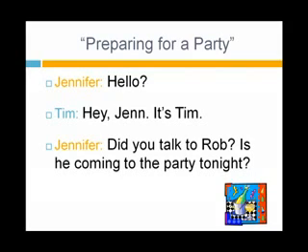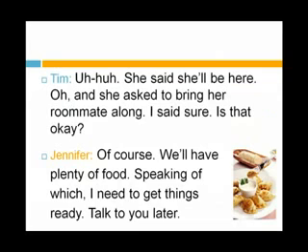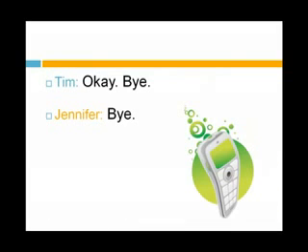Hello? Hey Jen, it's Tim. Did you talk to Rob? Is he coming to the party tonight? Yeah, he asked what to bring. I told him it would be nice to have some more CDs. That would be great. I like Rob's taste in music. How about Lisa? Did you talk to her? Uh-huh. She said she'll be here. Oh, and she asked to bring her roommate along. I said sure. Is that okay? Of course. We'll have plenty of food. Speaking of which, I need to get things ready. Talk to you later. Okay, bye. Bye.